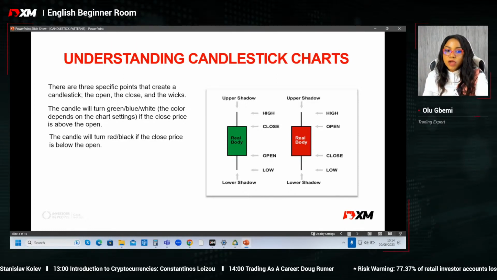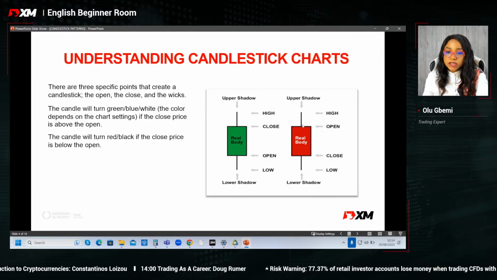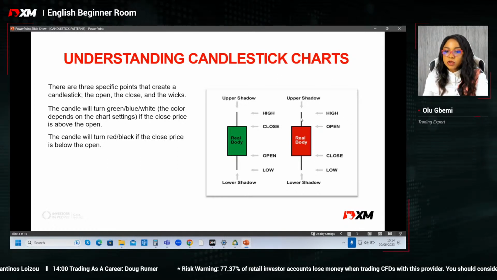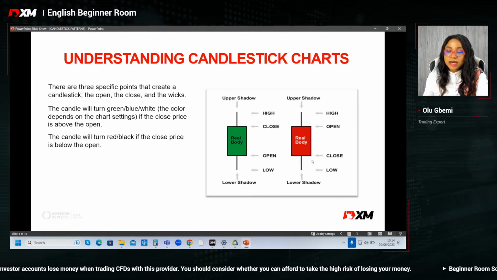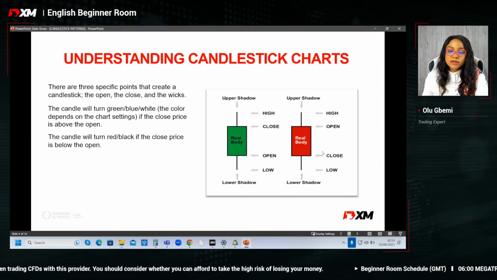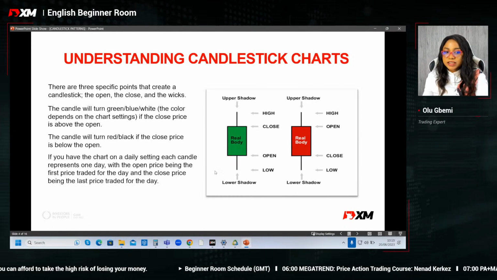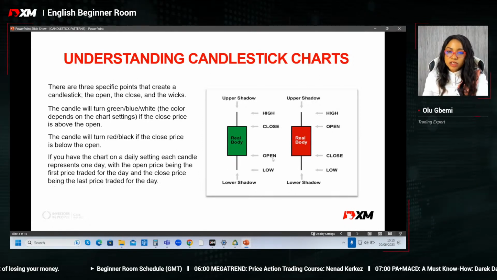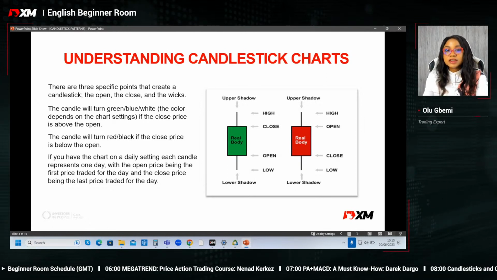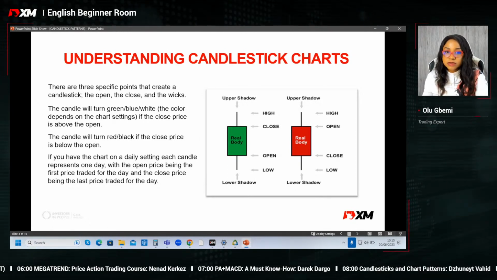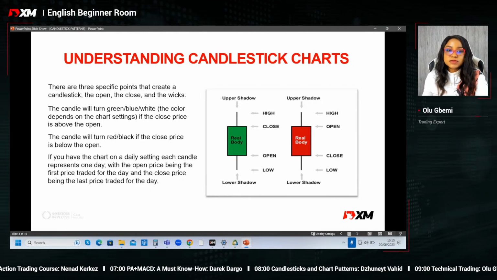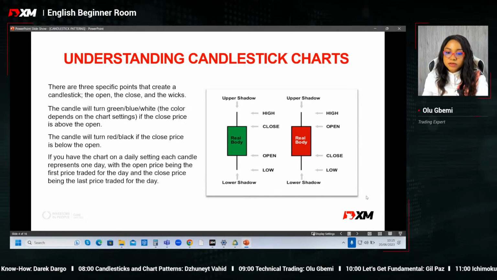And then we also have the color of the candle turning red if the price closes lower than the open. So the candlestick opens at a high price and then closes at a lower price, and in that case the candle is red. If you have the chart on a daily setting, each candle represents one day. If you have it on a 5 minute setting, it represents 5 minutes. Every candle formed on the 5 minute time frame is formed within 5 minutes. The ones formed on your 4 hour time frame are formed within 4 hours.